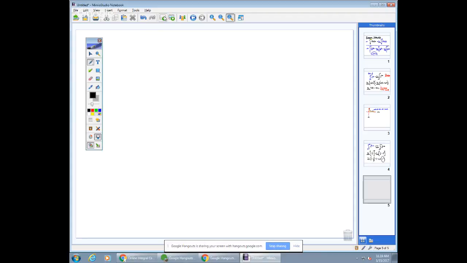So what we want to do is take that function 1 over x from 1 to the right forever, and we are going to spin it around the x-axis. And that's going to build a horn for us.